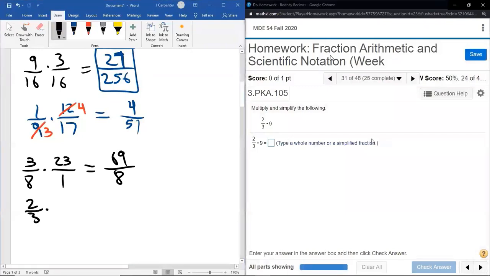This 2/3 times 9, we should probably write as 9/1. The 3 and the 9 can reduce. 3 goes into 3 once and into 9 3 times. Multiply straight across. 2 times 3 is 6. Over 1 times 1 is 1.